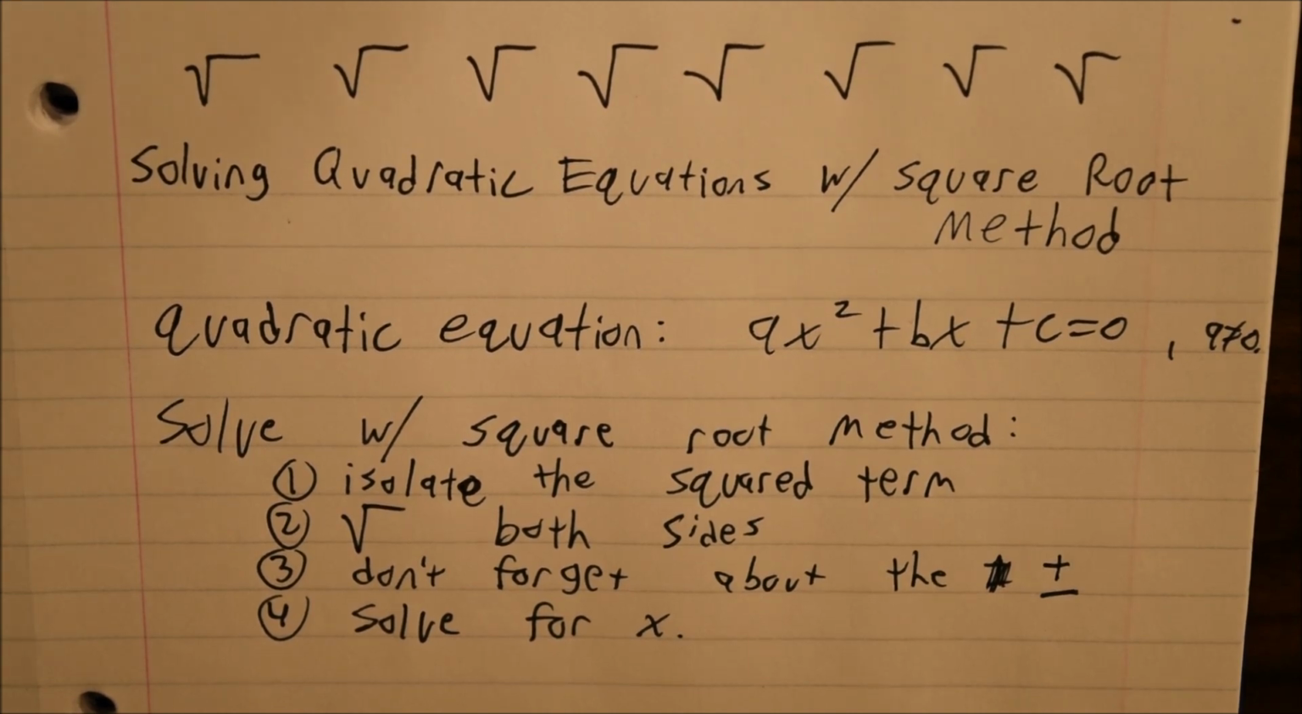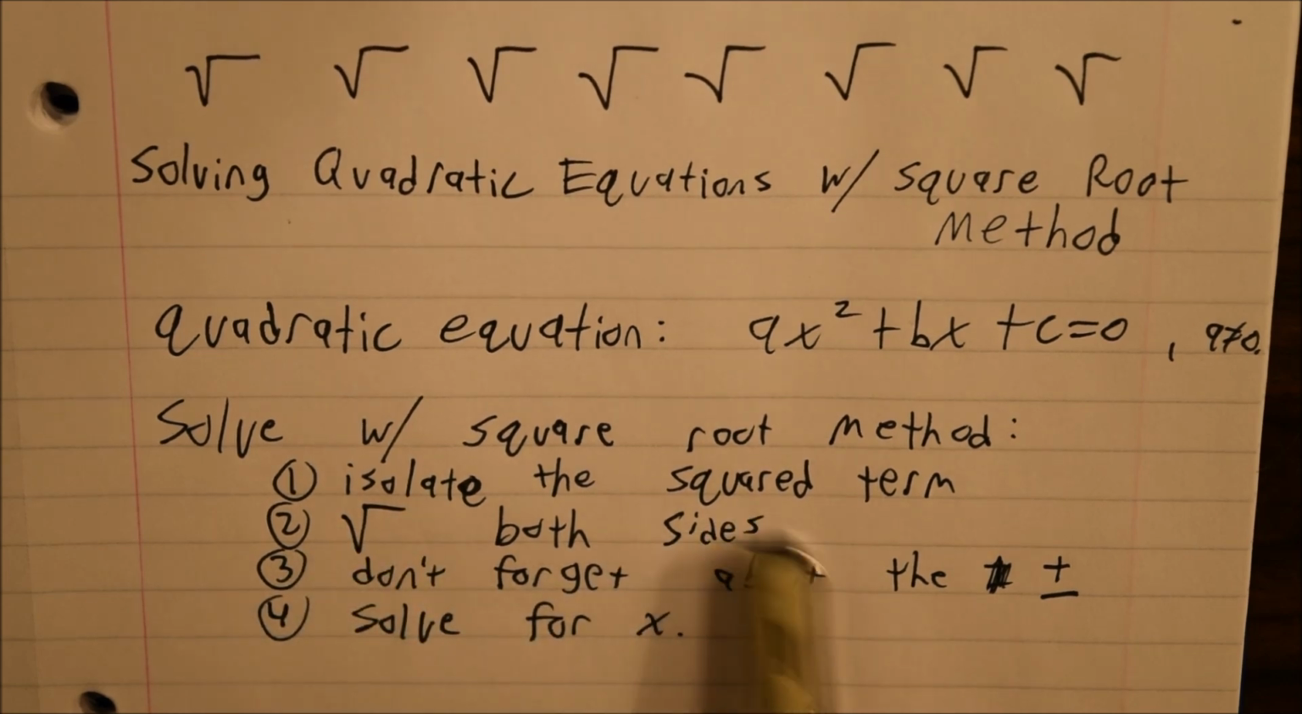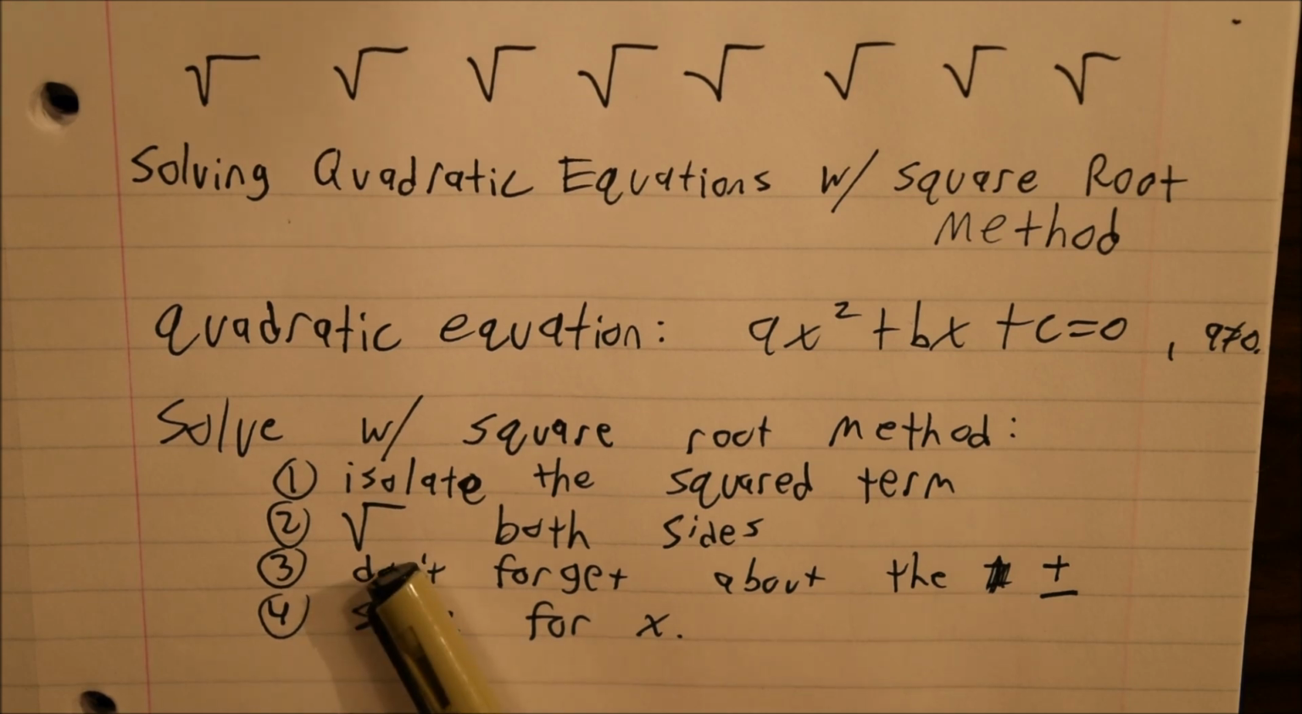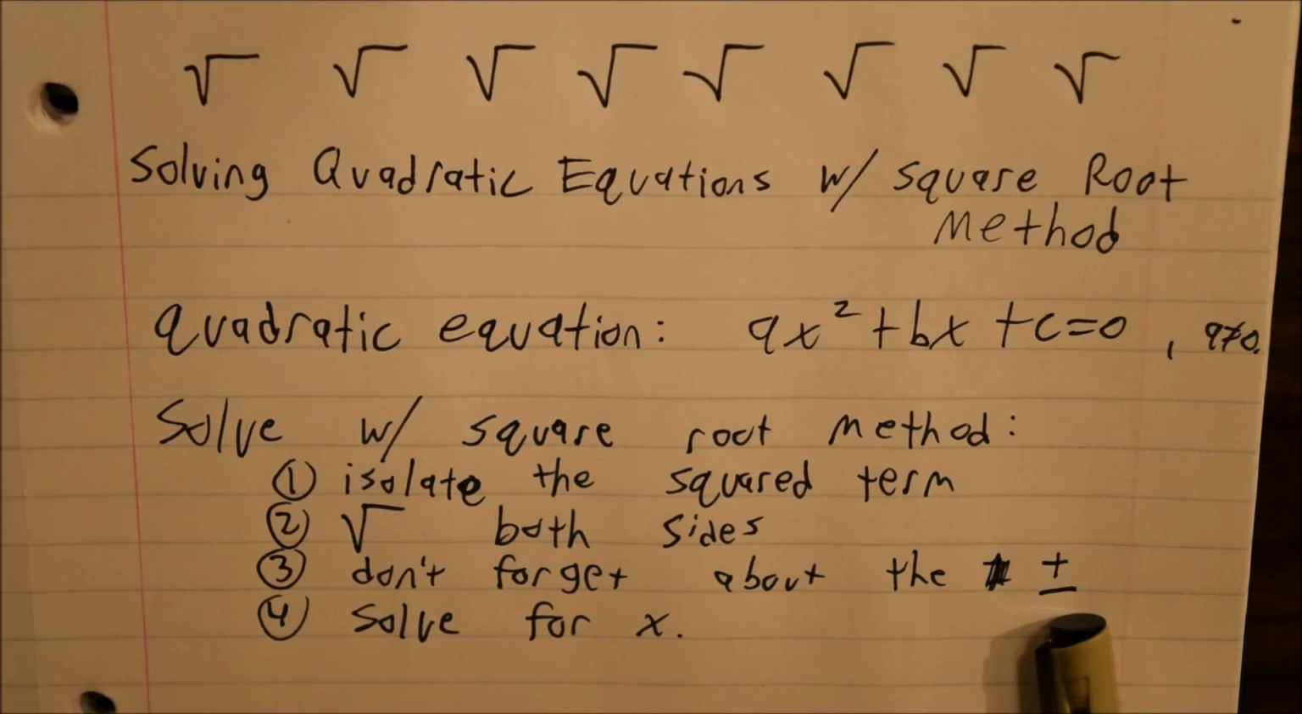So there's 4 steps you want to think about when solving with the square root method. First, we want to isolate the squared term. So whatever is squared, we want to have it on one side of the equation and then everything else on the other side. Then we're going to square root both sides. And when we do that, we can't forget about the plus or minus.